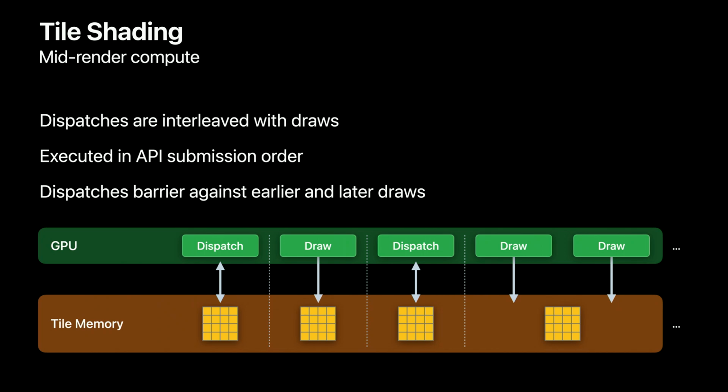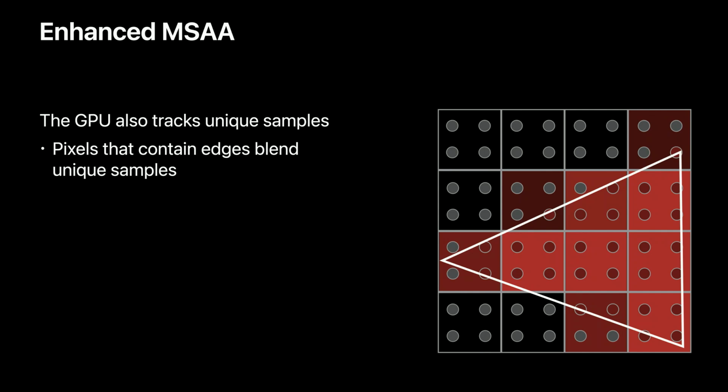Tile shaders are the compute kernels that we can dispatch in order to access the image block mid-render pass. Dispatches are interleaved with draw calls, executed in API submission order, and they will be synchronized against earlier and later draw calls, so synchronization should not be an issue. Tile shaders and image blocks will also help us with MSAA. MSAA also got more efficient on our modern GPUs. Now the GPU also tracks unique samples. But so far, MSAA is fairly opaque to your application. You could enable or disable it for a render pass with no control on how the samples are resolved.